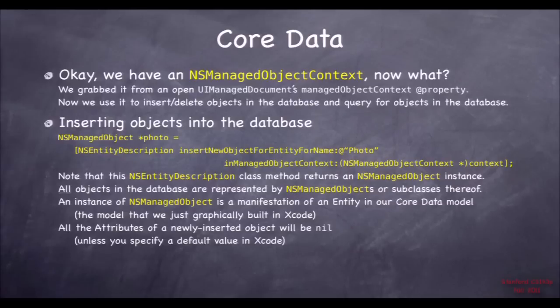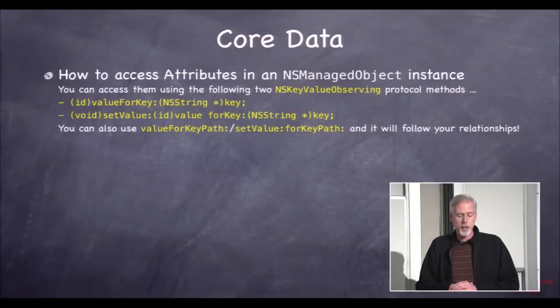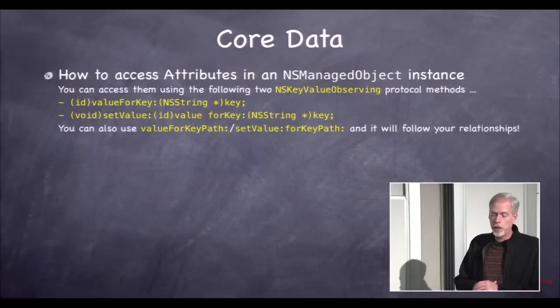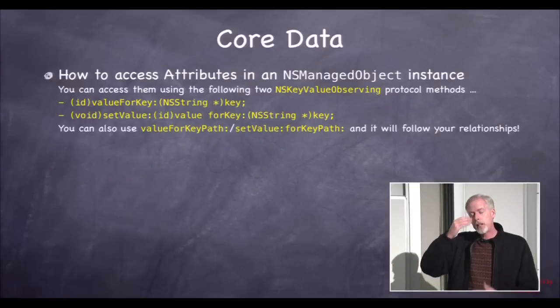Again, all objects in the database are represented by NSManagedObject. That's why the return type, you see this NSEntityDescription insert method returns an NSManagedObject star, right? So it returns you a pointer to that thing that it created. And now that we have it, though, we need to set all its attributes and such. So how do we access these attributes? I told you you could use the NSKeyValueCoding protocol, which is valueForKey and setValue. Now, I'll take a little aside here.